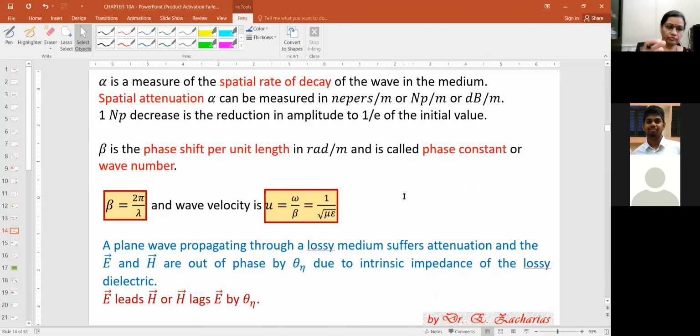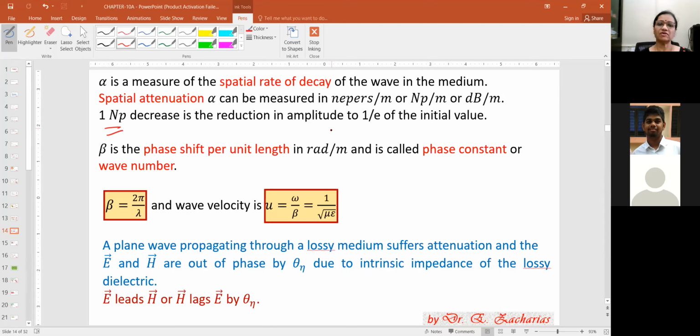And the significance of alpha, I just told you, it is the attenuation constant. It is a measure of the spatial decay of the wave. It's a measure of the spatial rate of decay of the wave when it is passing through the medium. And what is the unit? Alpha is measured in terms of Nepers per meter, or capital Np by meter, or you can also write it in terms of dB per meter. Okay, now let us see what is the significance of 1 Neper. Okay, what is the significance of 1 Neper?